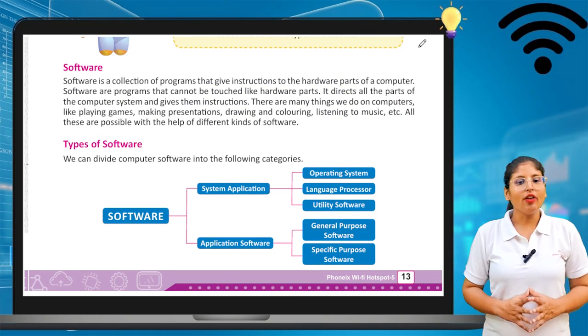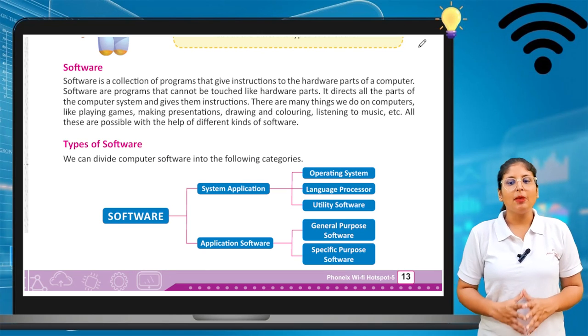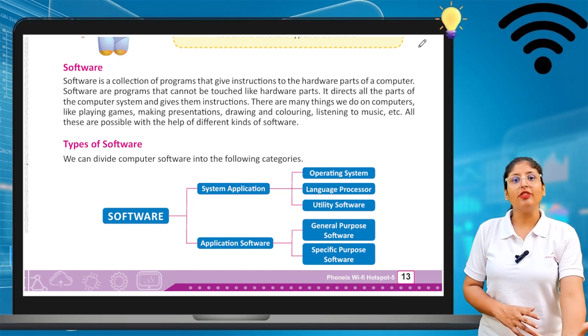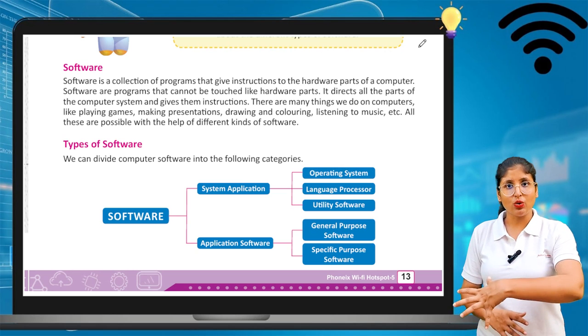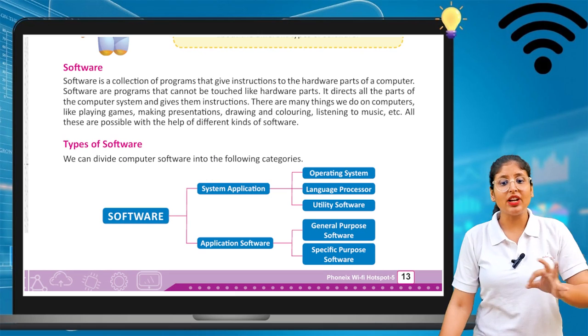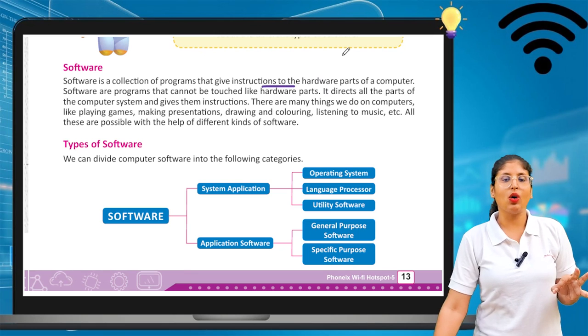Software is a collection of programs that gives instructions to the hardware part of a computer. What does software do? Software gives commands to hardware to do work. So software gives instructions to the hardware.